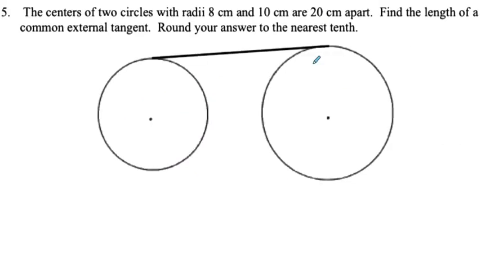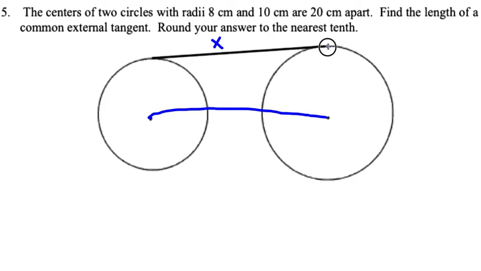And now, I'm just going to jump straight to the end here, we're talking about a common external tangent, so we're trying to find the length of that, so that'd be x. What that is going to end up being is the leg of a right triangle where the hypotenuse is going to be the distance, that is, they're 20 centimeters apart. And then one of the legs is going to be the difference between those.